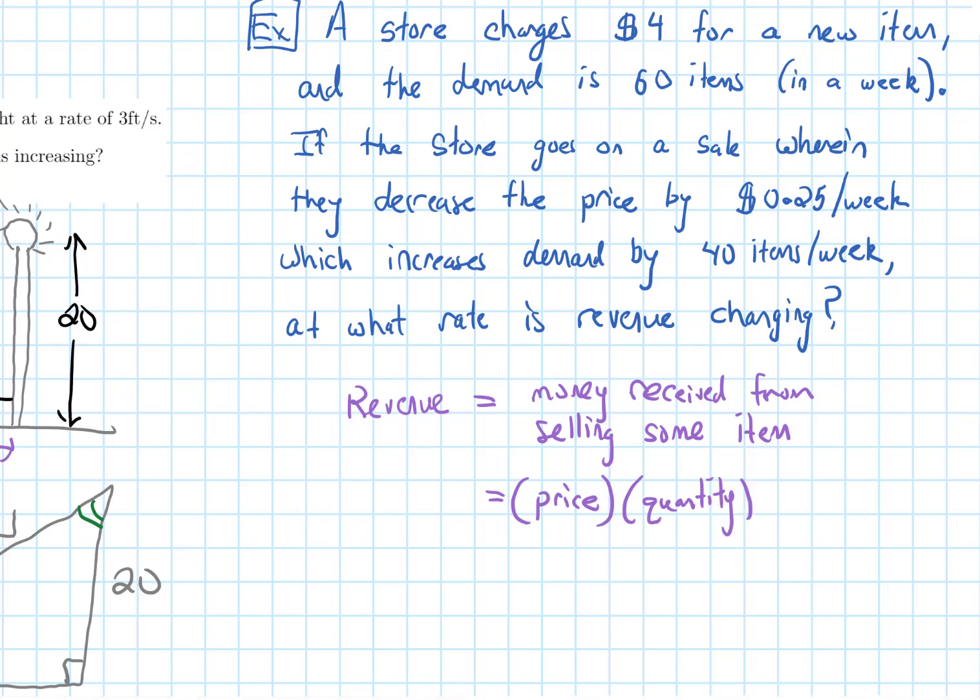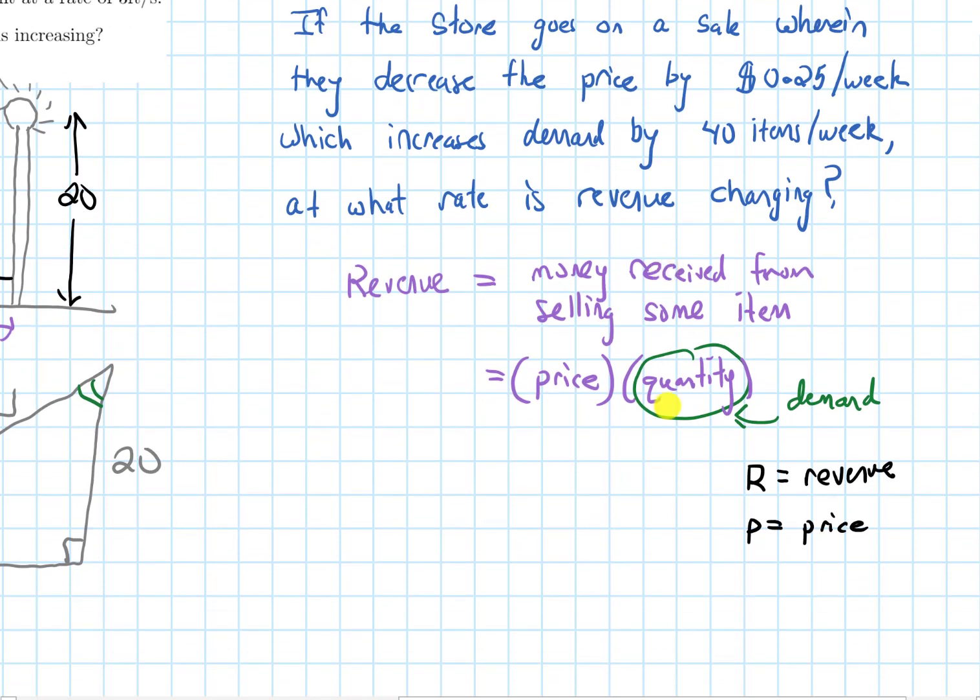The quantity that's sold is referred to as the demand. The demand is how many people will actually buy it at that particular price. In terms of variables, I'm going to call the revenue R. I'm going to let P, lowercase p, be the price. And for demand, I'm going to call it Q. That's usually the convention, because Q stands for quantity, and quantity is the same as demand here. So Q is going to represent the demand. That'll give me the equation R equals P times Q. So we're going to be working with this equation.